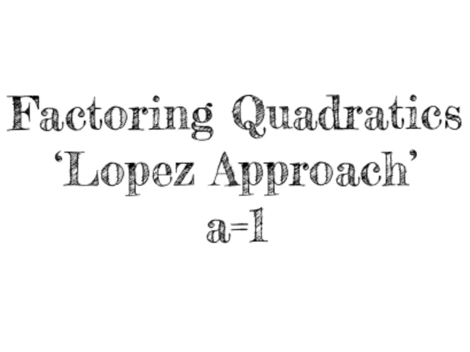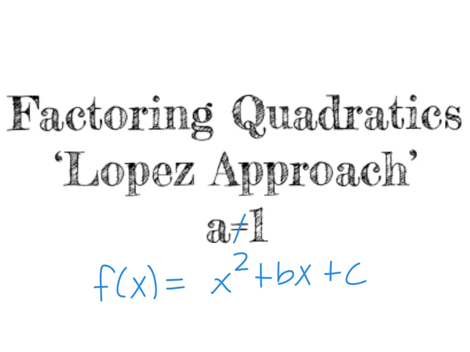Hey guys, in this video we're going to talk about how to factor quadratics when a is not equal to 1. Very importantly, so far we've been dealing with f of x equals x squared plus something x plus something. We've been dealing with these types of problems. Now, instead of having a 1 here as 1x squared, we're going to start seeing a different number, something different for a. So we're looking at these kinds of scenarios.